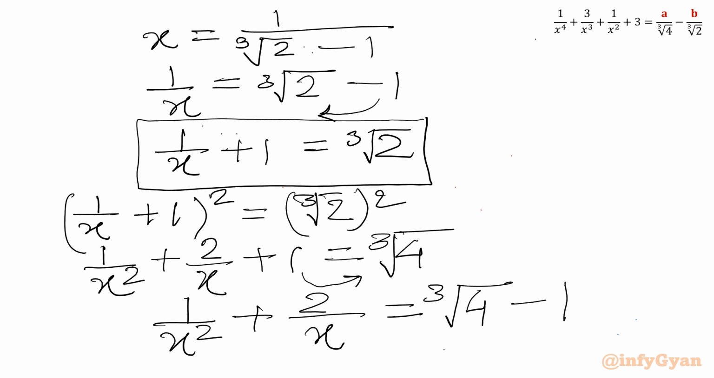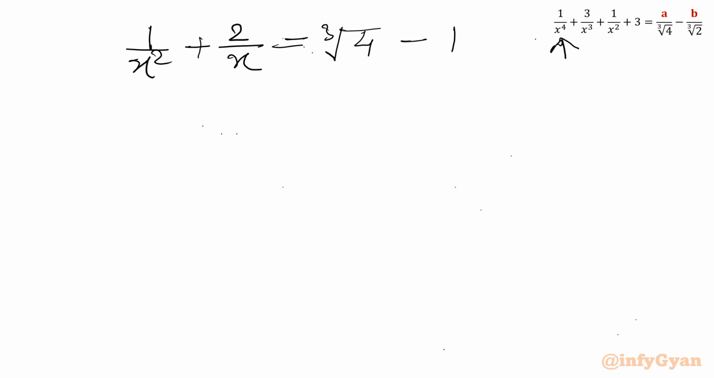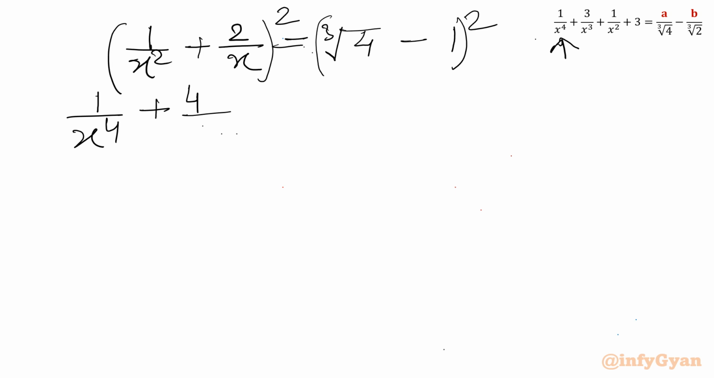Let me write this equation here: 1 over x square plus 2 over x equal to cube root 4 minus 1. We have x power 4 in our given equation where we have to evaluate a and b. So I will consider squaring once again. Let us consider squaring both sides. So I can write here 1 over x power 4, then 4 over x cube, then 4 over x square.